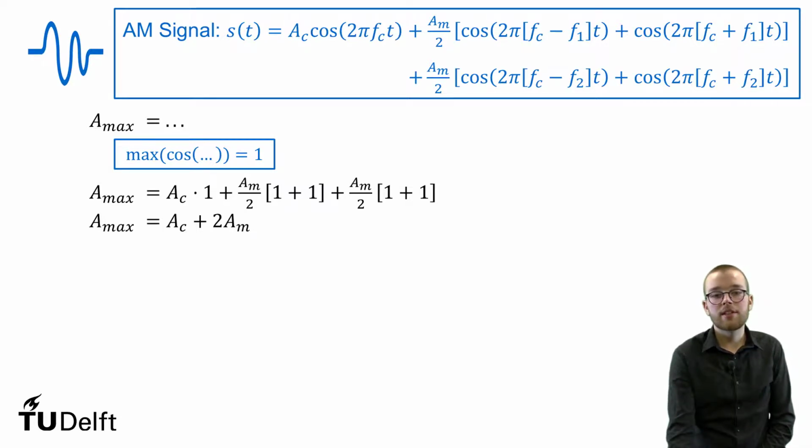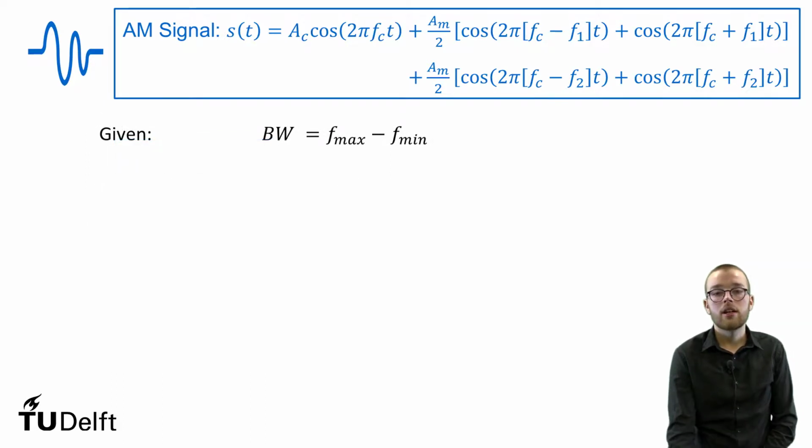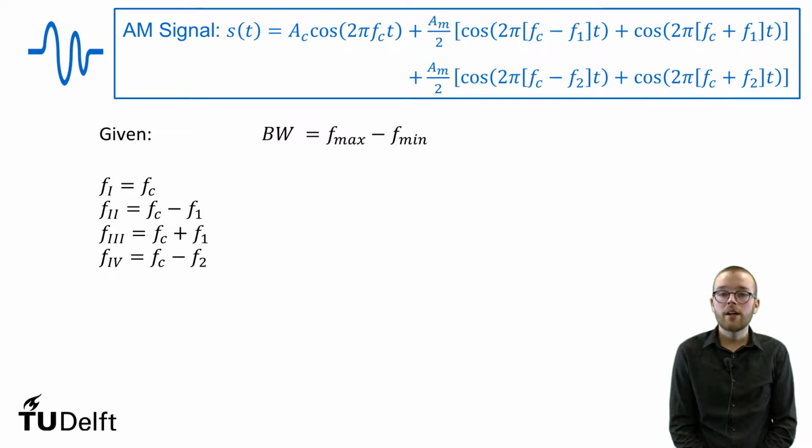Now that we have rewritten our AM signal, let's take a look at the frequencies that are inside. There are 5 different frequencies. Firstly, the frequency of the carrier signal. The second frequency is Fc minus F1. The third frequency is Fc plus F1. The fourth frequency is Fc minus F2. And the fifth and final frequency inside our signal is Fc plus F2.